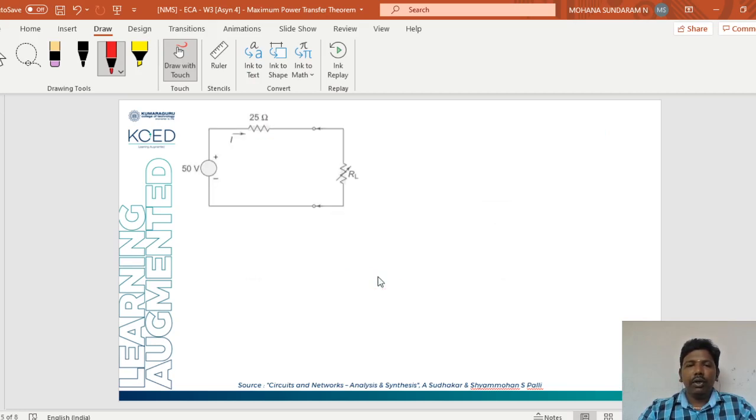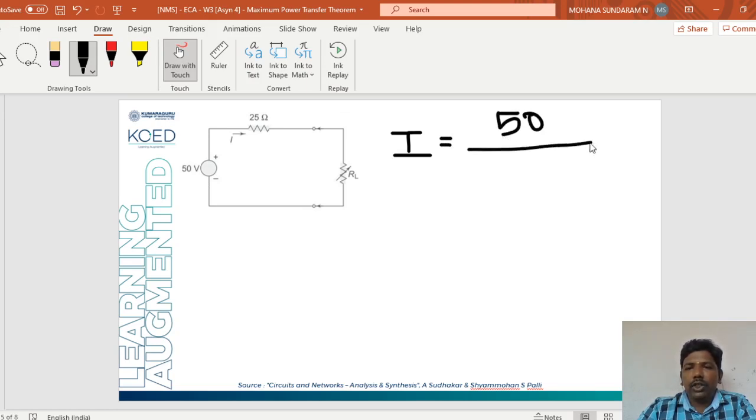Let us verify and then we'll understand the importance of this equation. Now we'll first find the expression for the power, and then we'll apply the theorem. So what is the current value? I is equal to, what is the voltage here? It is 50 volts. So it is 50 divided by, what is the total resistance? Total resistance is 25 plus RL. We don't know the value of RL, so we'll keep it as RL.